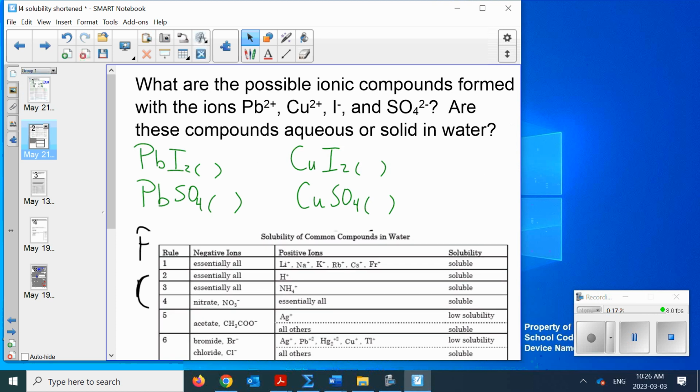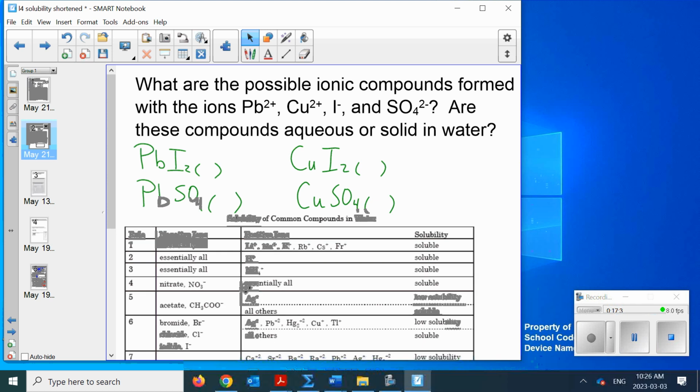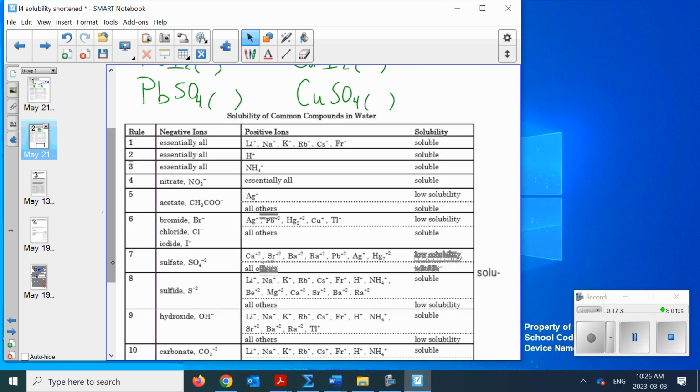Now let's take a look. The iodine rule. I'll do the lead 2 iodide and the copper 2 iodide. So iodide belongs to this. You notice those are all column 17, right? Br, Cl, and I. Okay, you notice that lead is low solubility, so that's going to be a solid. You also notice, though, that the copper is not copper 2, it's copper 1, so it doesn't fit in that category. Copper 2 belongs to the others.